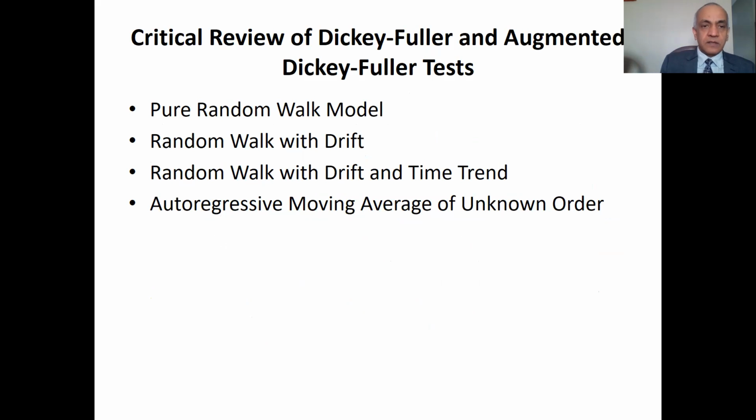Pure random walk model, random walk model with drift, random walk model with drift and time trend, autoregressive moving average of unknown orders. These are the methods of testing for unit root. In pure random walk, for those people familiar with regression analysis, it is y equals x_t plus error term. It does not have any intercept. A random walk with drift is y equals alpha plus beta x_t plus e_t. An intercept term is included with the random walk with drift.